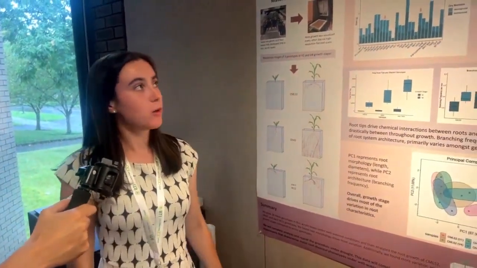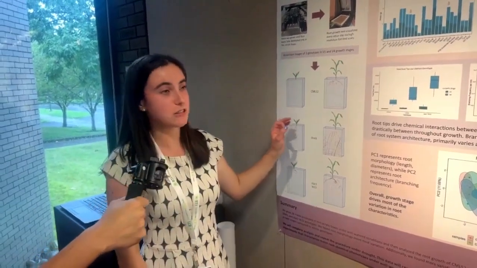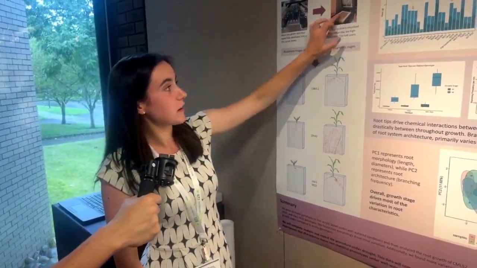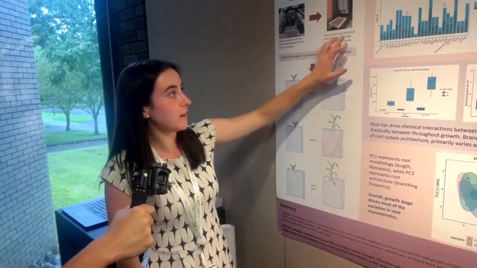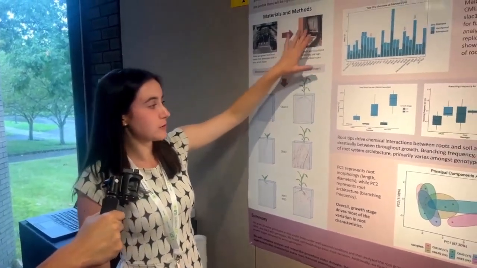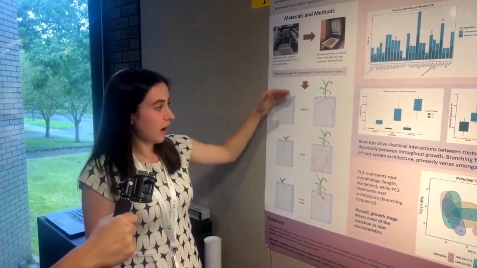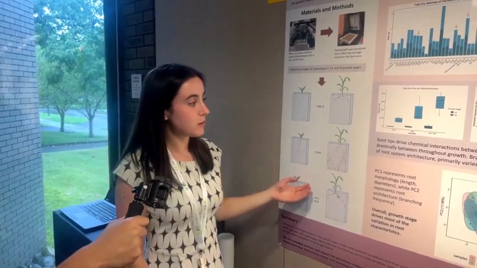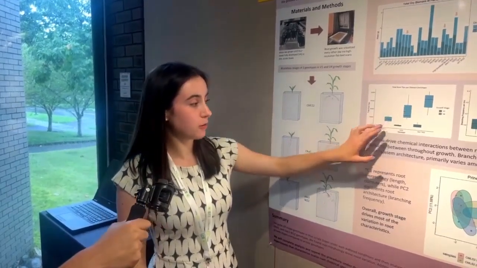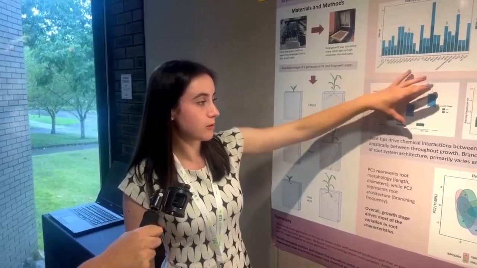Hi, I'm Nora McSwain, and for my project, we grew 28 genotypes of maize under well-watered conditions in these thin, clear containers. And then we used a flatbed scanner to take photos of their roots. And then after that, we ran a preliminary analysis on these three genotypes, and we found overall that the total number of root tips varied throughout growth.